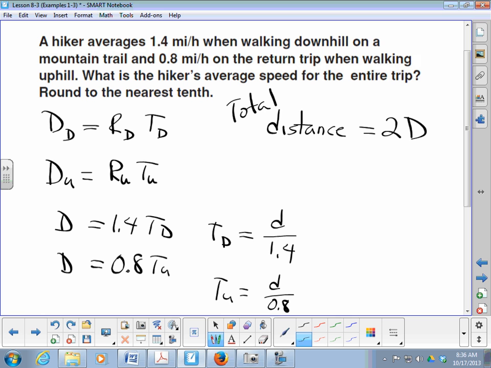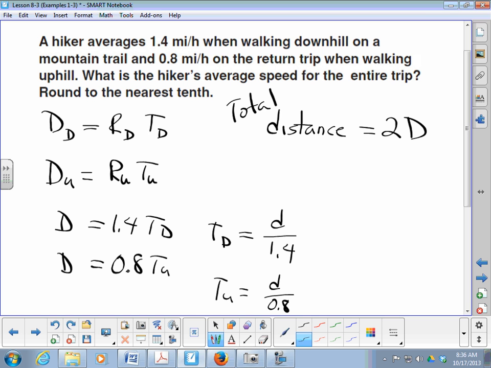So what's my total time? How do I find my total time? We're not going to just plug it in. Colin, what'd you say? No, you can't just put anything in for D. That would be nice, but we can't just do that. What's our total time?